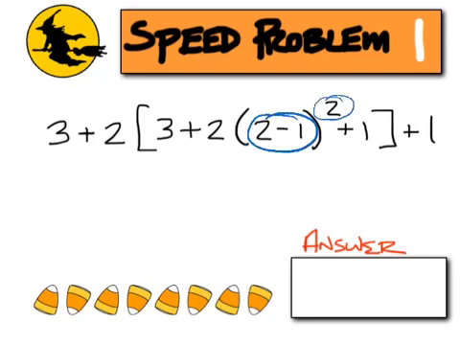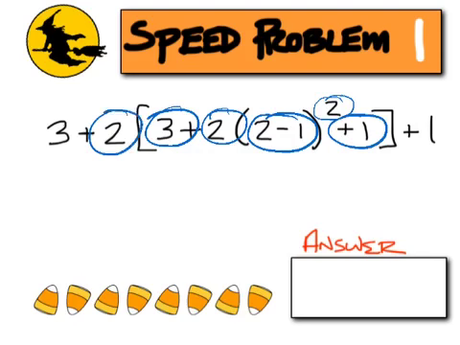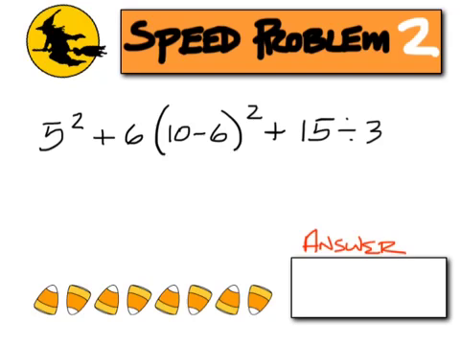On this one, it should be 1 squared is 1 times 2 is 2 plus 3 is 5 plus 1 is 6 times 2 is 12 plus 3 is 15 plus 1 is 16.